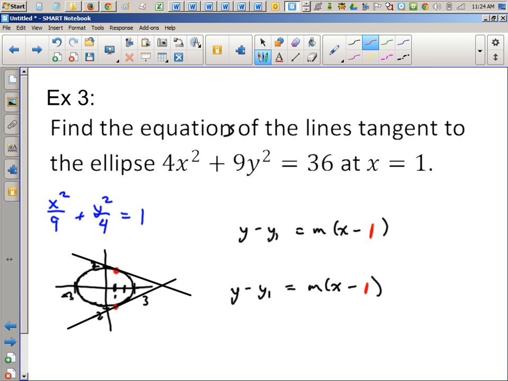So let's make x1 equal to 1 and try to solve that. I did it earlier and I got these two numbers. I'll show you just because I don't want to spend too much time on mechanics. I got y equals plus or minus 4 root 2 over 3.